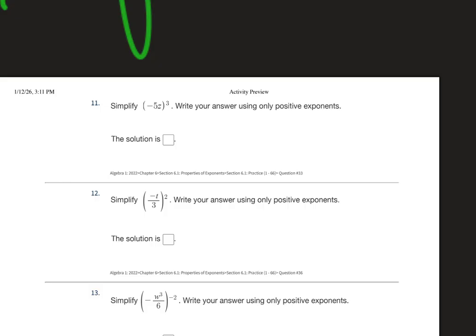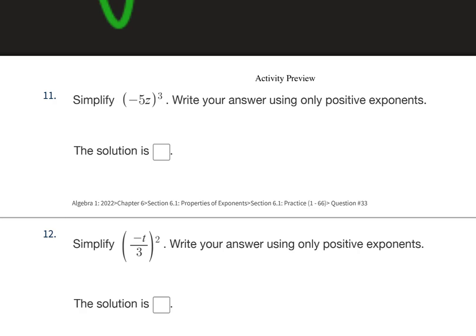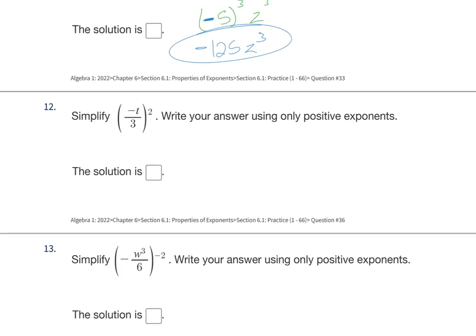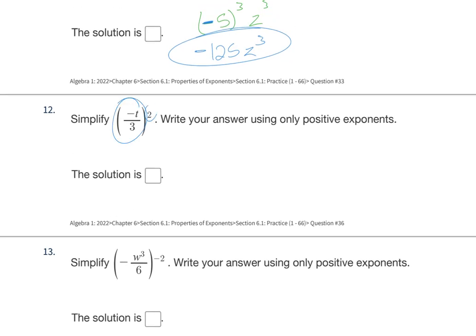Anyway, next. Simplify -5z, all of that raised to the 3rd power. So we're going to get -5 cubed, z cubed. So 5 cubed, if we just did 5 times 5 times 5, that's 125. But there's a negative out front, so it'll be -125 z to the 3rd. Simplify this. This whole thing is being squared. So negative t times negative t is t squared, and 3 times 3 is 9. This is t squared over 9.